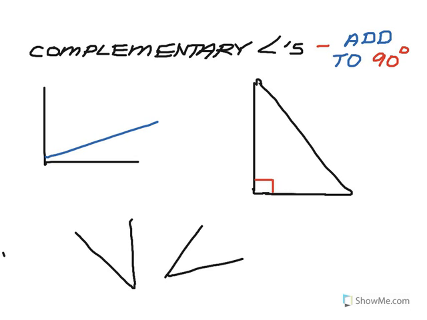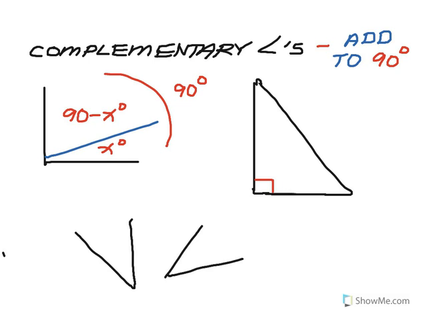So on the left here, suppose this whole thing is a 90-degree angle, then if I make one part of this x, then the other part will be the other piece of the 90 degrees, or 90 minus x. So for example, if the little angle on the bottom is 20, then the big angle up on top will be 70. Their sum will always be 90 degrees. Those two angles are complementary.